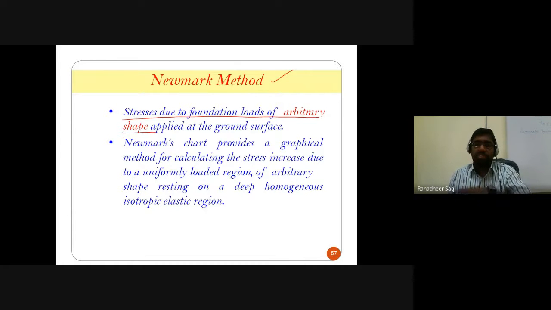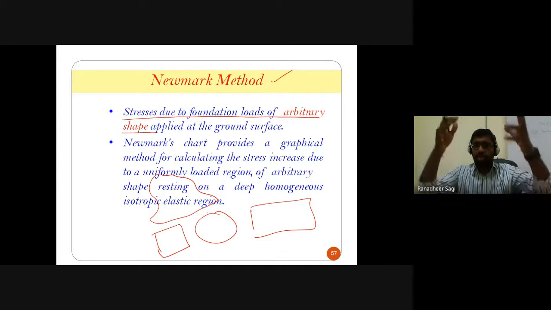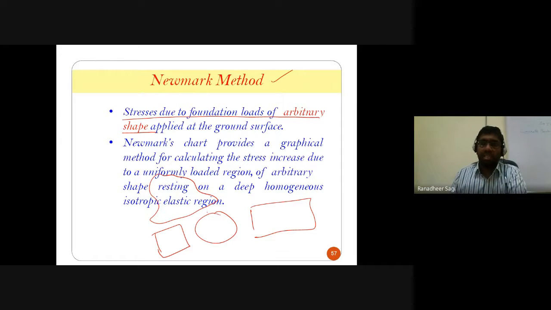If my foundation shape is irregular, if this is my foundation shape, it need not always be a rectangle like this. It need not always be a square or a circle like this. It can be an irregular shape also, from which the load is coming from that so-called foundation onto the soil. In such a case, the load is still a uniform pressure, but the area through which that load is coming onto the soil is an irregular area. So in such a case, you can make use of Newmark's method, or Newmark's chart rather, based on which you can go on to find out your vertical stress.